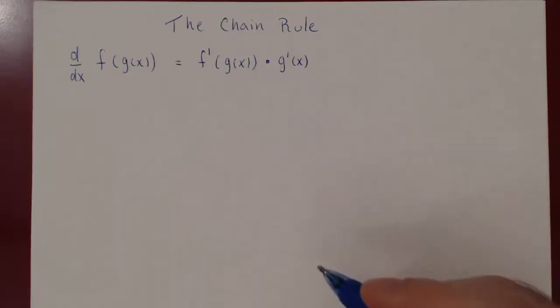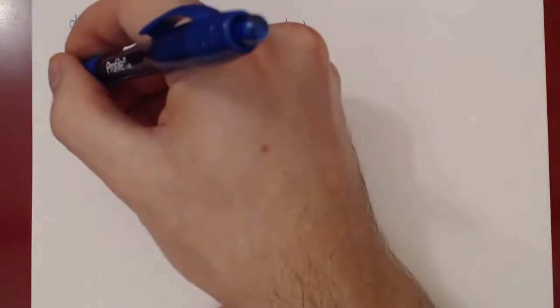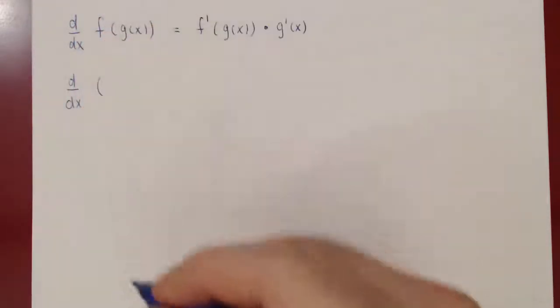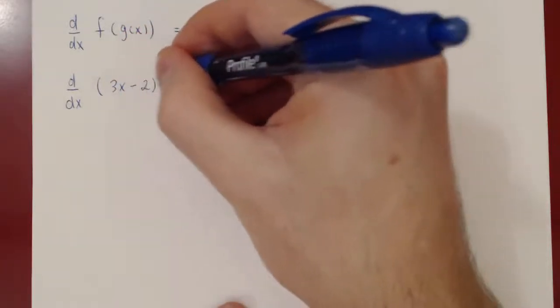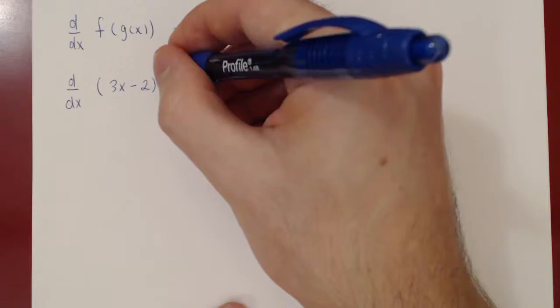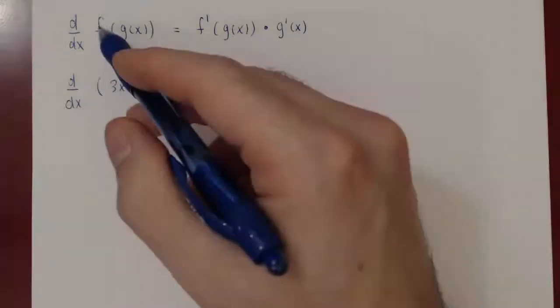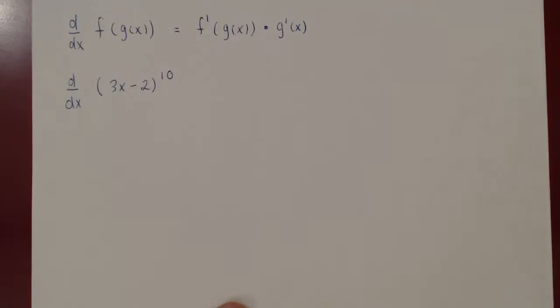Let's do an example. What if we ask for the derivative with respect to x of the function, say, 3x minus 2 to the power of 10? Now the question is, well, what's f, what's g? Always think of f as being the outside function. And how do you find the outside function? Well, think about it this way.